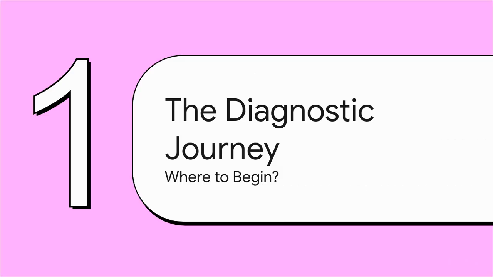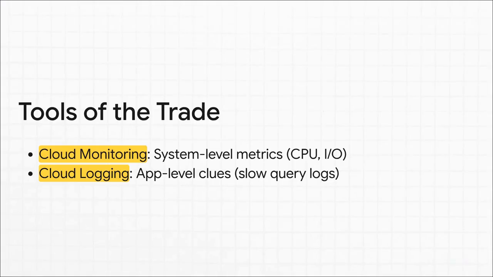So it's time to put on our performance detective hat and start looking for clues. Because every slow system, and I mean every single one, leaves a trail of evidence. Our job is just to follow it. Now, our detective kit here on Google Cloud has two absolutely essential tools. First up, you've got Cloud Monitoring.